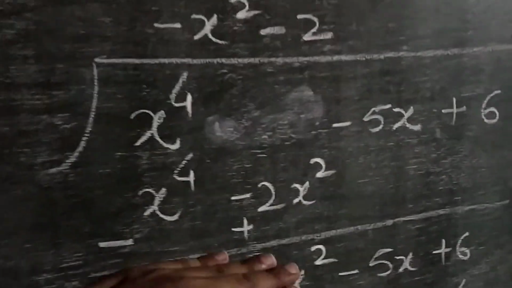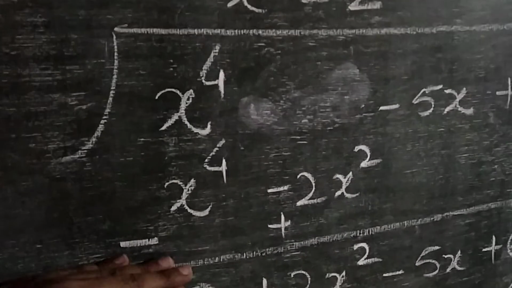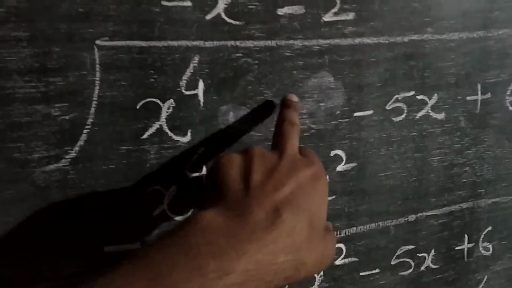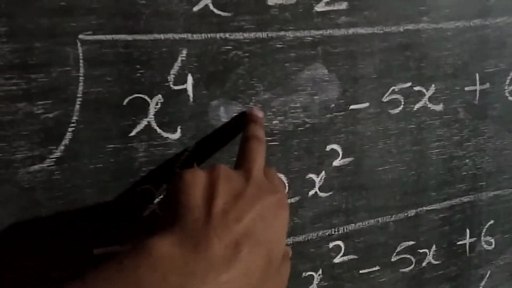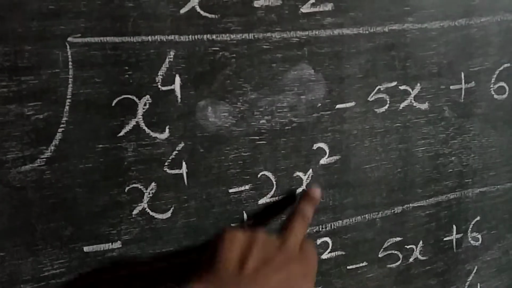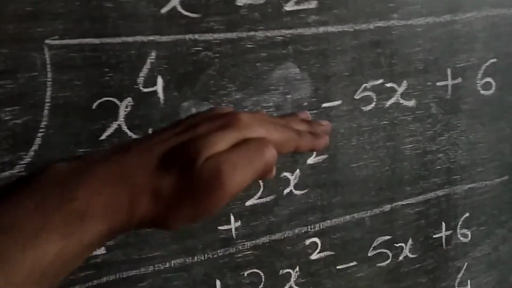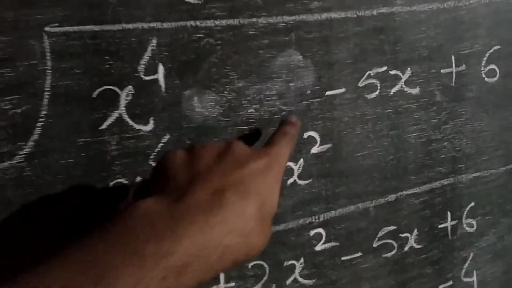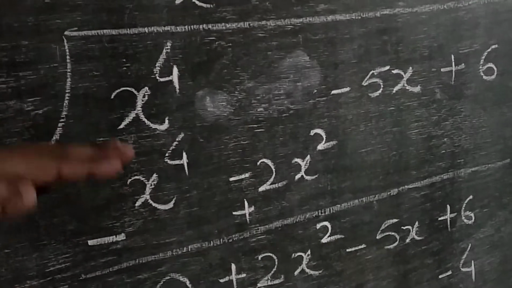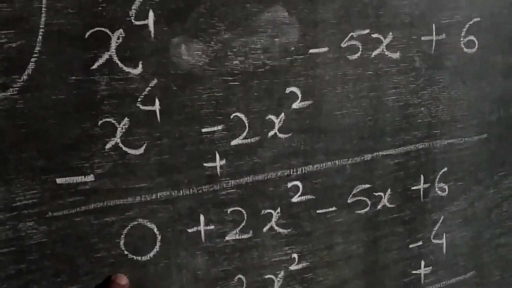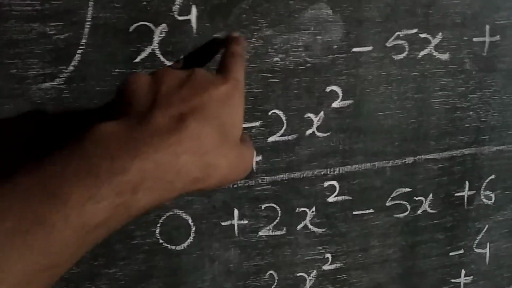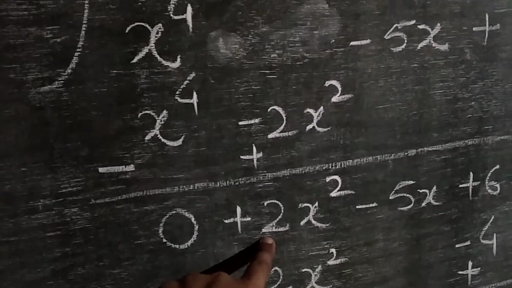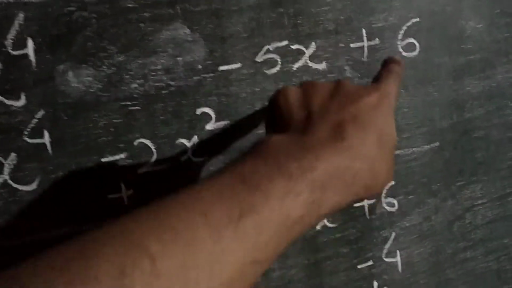Now we will change the sign, so it will become minus and it will become plus. Now I left some space here. Why? Because if we write minus 5x, then there will be no space for writing the x square. That's why I left some space for the x square term. So x to the power 4, here you can write 0x square also. So x to the power 4 minus x to the power 4, it will give 0. There is no term of x square, so we will consider it as 0x square. So 0x square plus 2x square, it will become 2x square. Minus 5x as it is, plus 6 as it is.